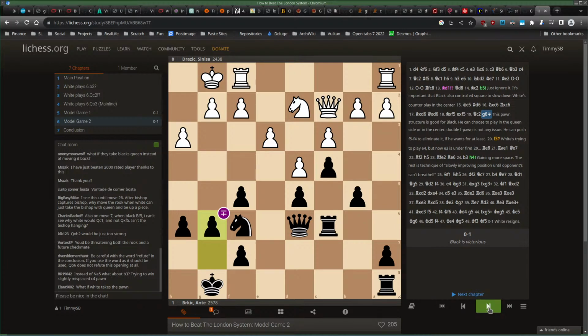This pawn structure is good for black. Also, where are we? You can choose to play in the queen side. Yes. Or in the center. Double F pawn is not an issue. You can push F4 to F5 to F4 to eliminate it if he wants for at least F3 question mark. It's trying to play E4, but now E3 is on fire.